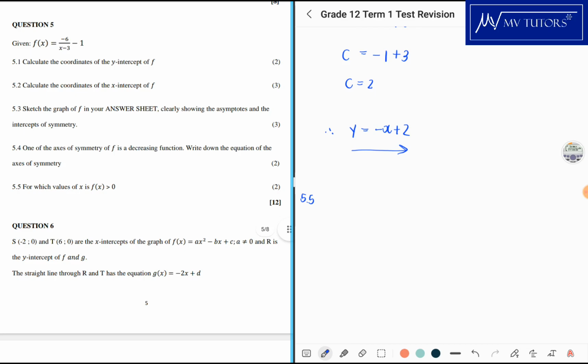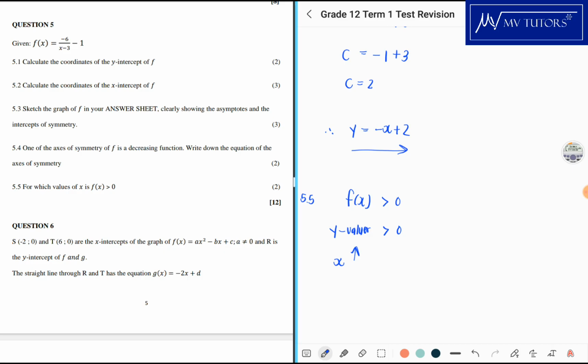It says, for which values of x is the function bigger than 0? This question dribbles a lot of people. Please do not be dribbled by it. Overcome it. What is it saying? This question is simply saying, where are the y values of this function bigger than 0? And wherever those y values are bigger than 0, which x values are associated with those y values?